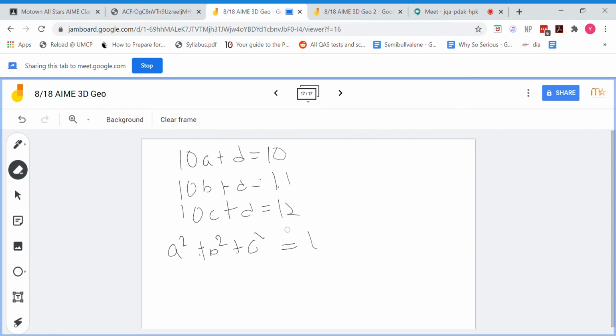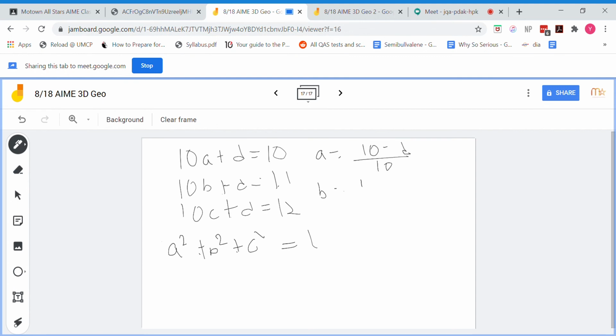So this is the additional constraint that we imposed. And so now we have 4 equations, 4 variables, and so this should be pretty easy to solve. And so we can see a equals (10 minus d) over 10, b equals (10 minus d) over 11, c equals (10 minus d) over 12. So this is (10 minus d) over 10, (11 minus d) over 10, and (12 minus d) over 10. And so we know a, b, c in terms of d, we can plug it in here and solve for d, right?